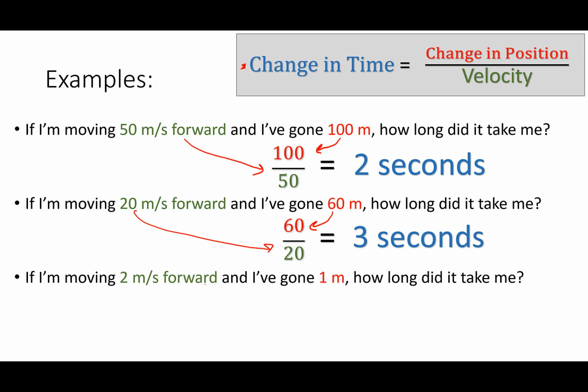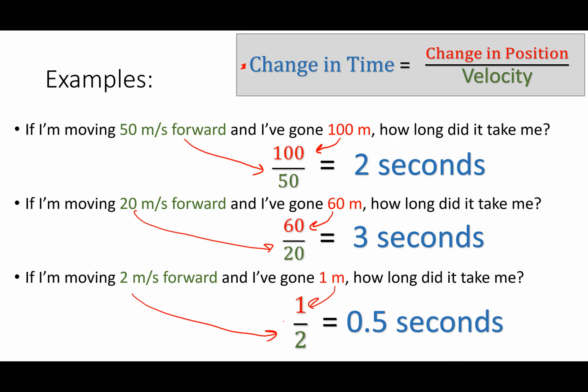Finally, if you are moving at 2 meters per second forward and you have gone 1 meter, how long did it take? Well, you go 2 meters per second, right? And you only went 1 meter. So it took you 1/2 of 1 second. If you could do this all in your head, great. You will get numbers that you can't do in your head. So this formula is something you should know how to find.